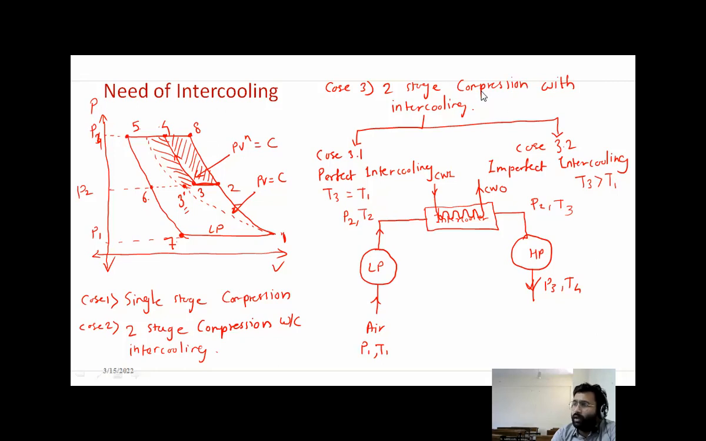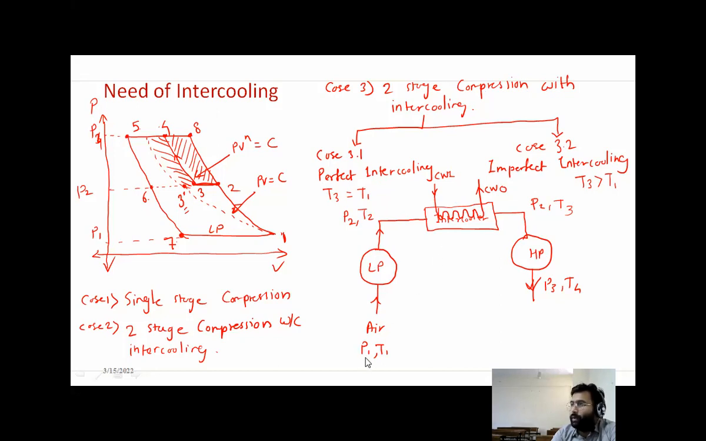Third case. So a third case is two stage compression with intercooling. So there are again two cases, perfect intercooling and imperfect intercooling. Okay. What it means? So this is a low pressure. So this is again schematic of multi-stage is given. Low pressure compressor, high pressure compressor. In between them they have an intercooler.